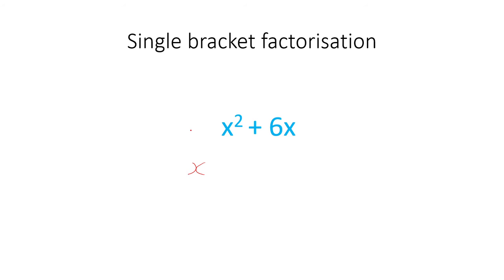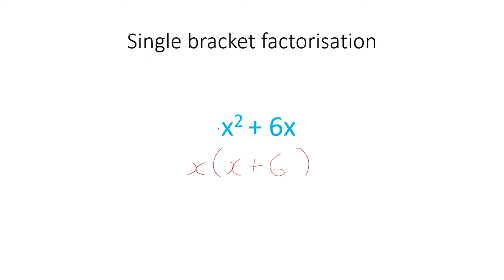I'm then going to open up a bracket. Now, when it comes to deciding what goes inside the bracket, I think about what I multiply this x by to get to this x squared. That's going to be an x. Same again, what do I multiply x by to get to plus 6x? That's going to be multiply it by plus 6.